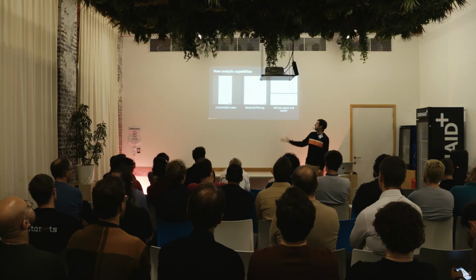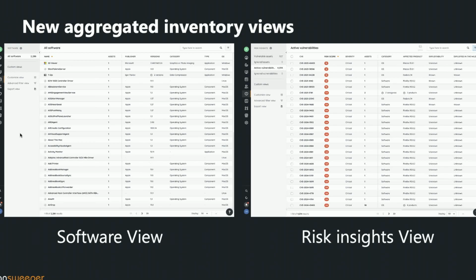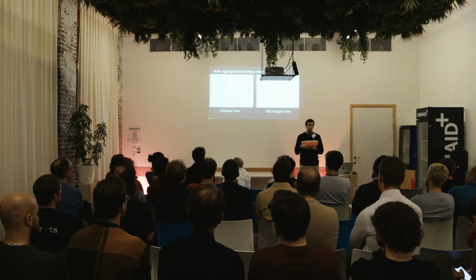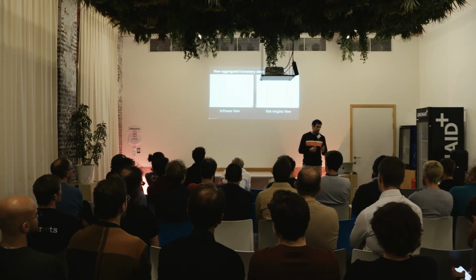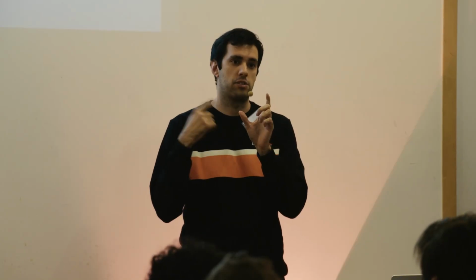So we did it. Now we have analytic capabilities, customizable views, advanced filters, full text search because we have Elasticsearch, and export capabilities. And the most important thing, we have aggregated views. This is really important because when you see a list of software and you have 1 million software entries in your network, you don't want to see a list of 1 million elements. You want to see the name of the software and how many assets have this software installed. This is an aggregated view, the same for vulnerabilities.